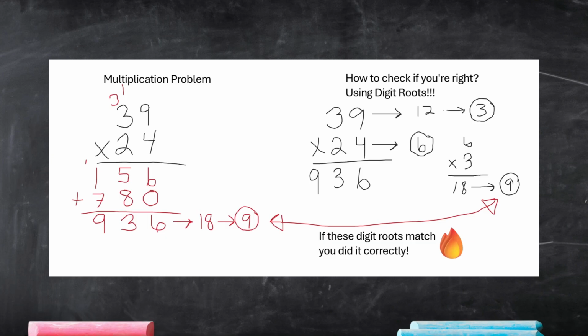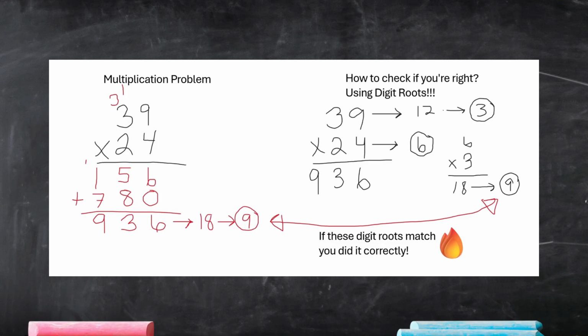Using digit roots is going to help us here, so let's check out how this works. If we take our product of 936 and we break that down to its digit root, you can see we did that. We did 9 plus 3 plus 6, which gave us 18. 18 wasn't a digit, so we broke it down further to a 9. 9 is a digit. So the digit root of our product was 9. So what we're going to do is take the digit root of our two factors, and since it's a multiplication problem, we are going to multiply them. If the product of our two digit roots has a digit root that matches our product, you did it right.